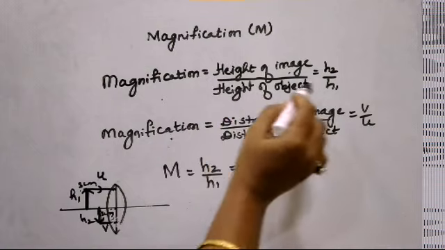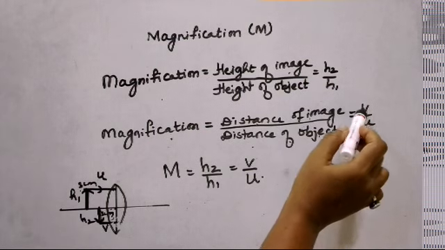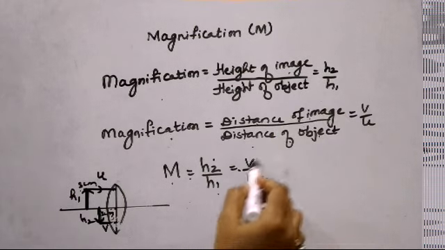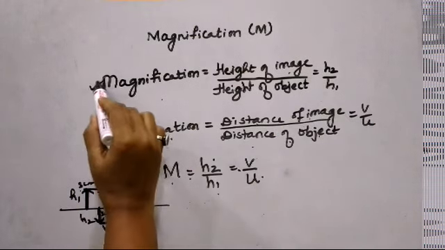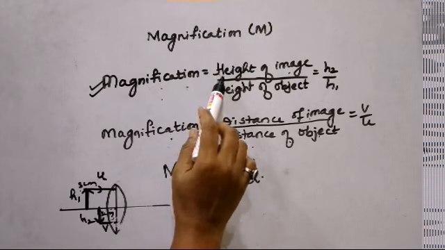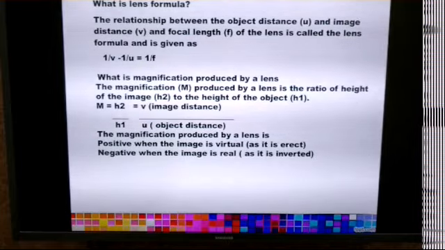So now since magnification is height of image upon height of object, and also image distance upon object distance, magnification m will be equal to h2 upon h1 is equal to v upon u. So how will you define magnification due to a lens? The magnification produced by a lens is the ratio of height of image to the height of object. So what is a lens formula? The relationship between object distance u and the image distance v and the focal length f of a lens is called the lens formula. And what is the lens formula? 1 upon v minus 1 upon u is equal to 1 upon f.